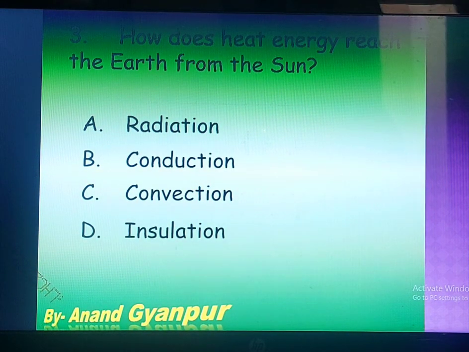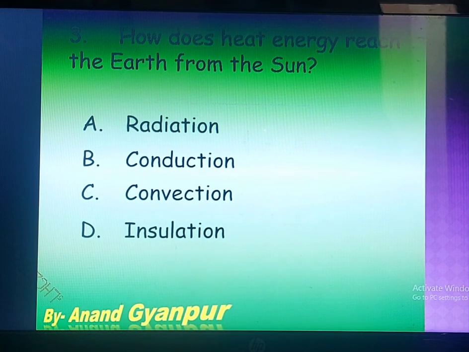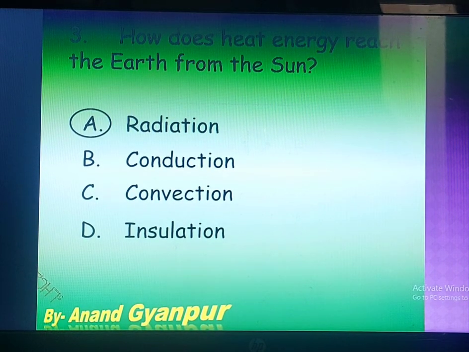Now the third question: how does heat energy reach the earth from the sun? We showed the example, so what is the answer? The answer is radiation. The medium by which heat energy comes from the sun to earth is radiation.